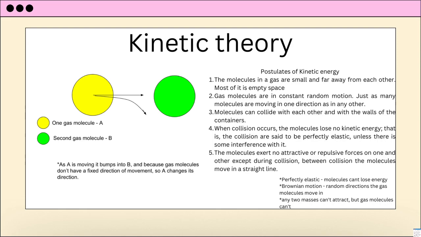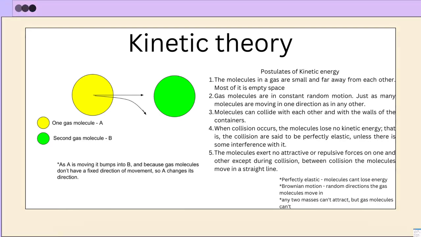When a collision occurs, the molecules lose no kinetic energy. That is, the collisions are said to be perfectly elastic, unless there is some interference. The molecules exert no attractive or repulsive forces on one another except during collision. Between collisions, the molecules move in a straight line.